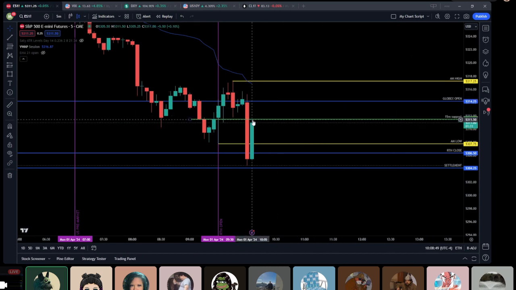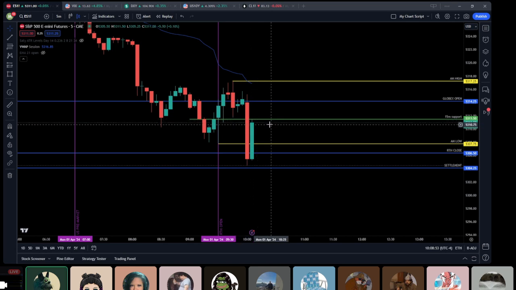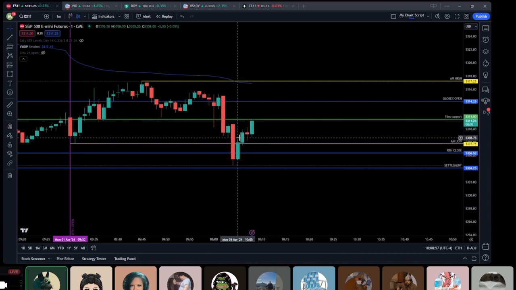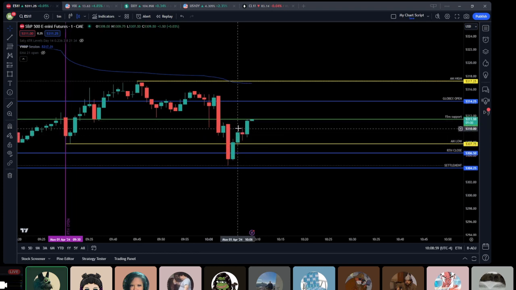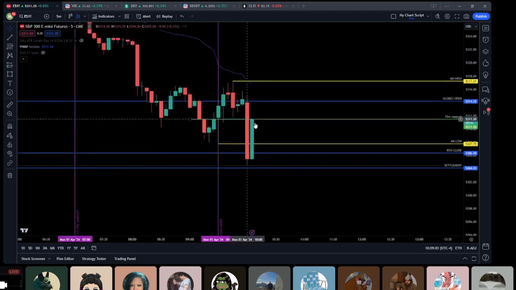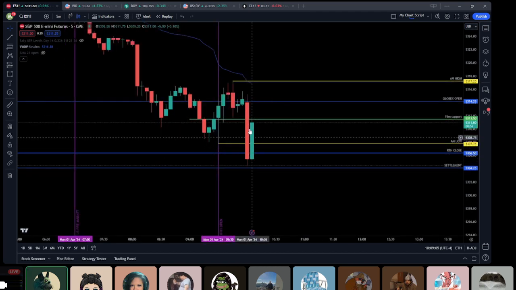What a wonderful retracement, all the way back to that 15-minute support. If we go to the 1 minute, we spent just a couple candles below this 15-minute support, and we're already going back up. This 10:05 candle, that was our reversal candle here.